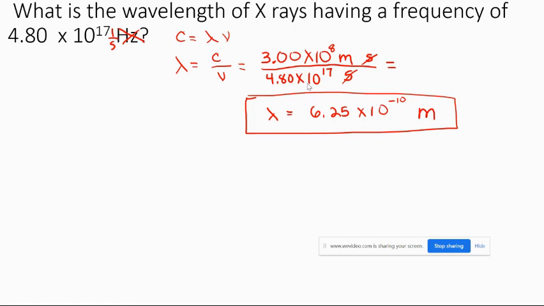Okay, you see how you're typing in the times here? Don't do that. 3.